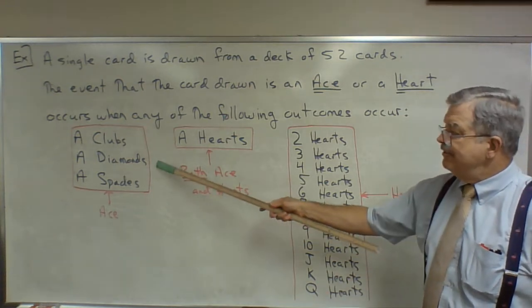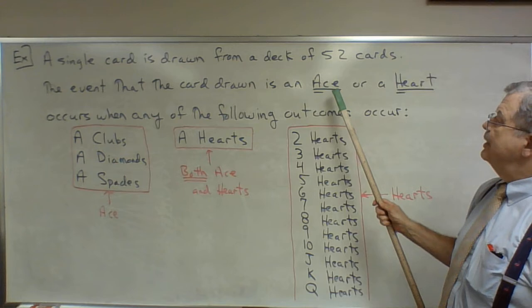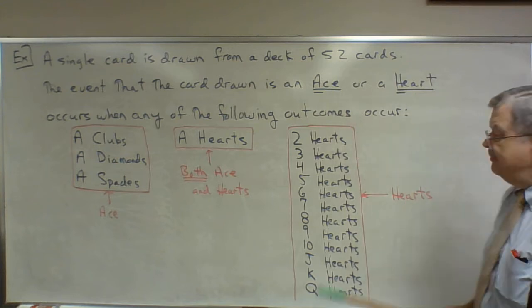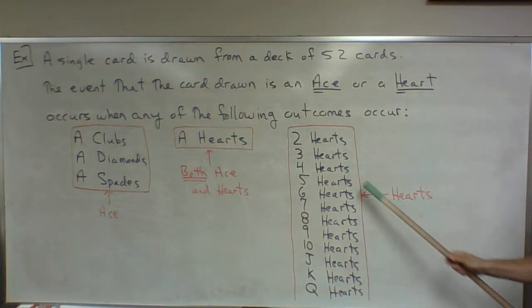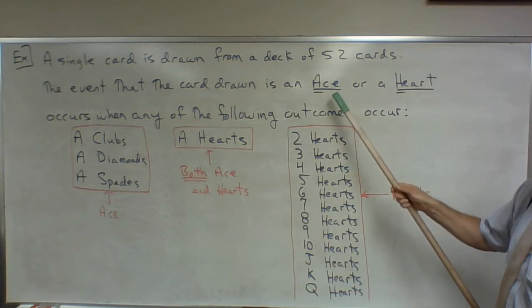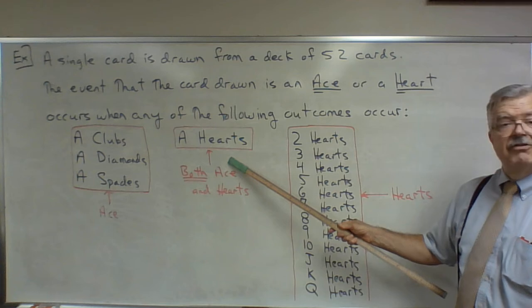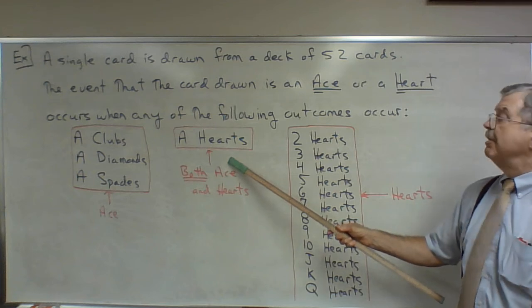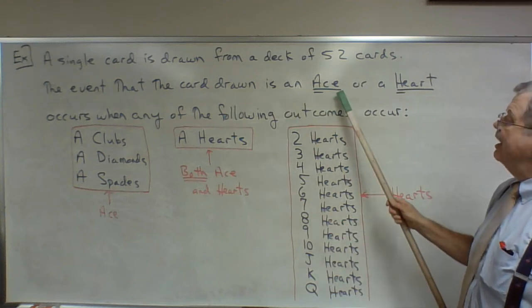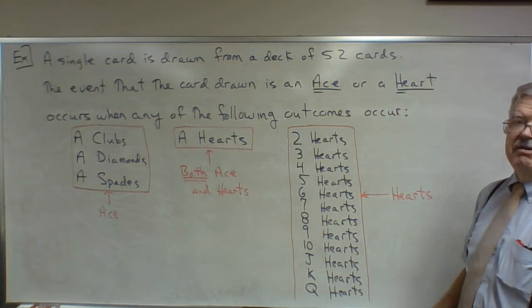So if we draw an ace, the event that we draw an ace or a heart occurs. If we draw a heart, the event that the card drawn is an ace or a heart occurs. If the card that we draw is both an ace and a heart, the event that the card we drew is an ace or a heart does occur.